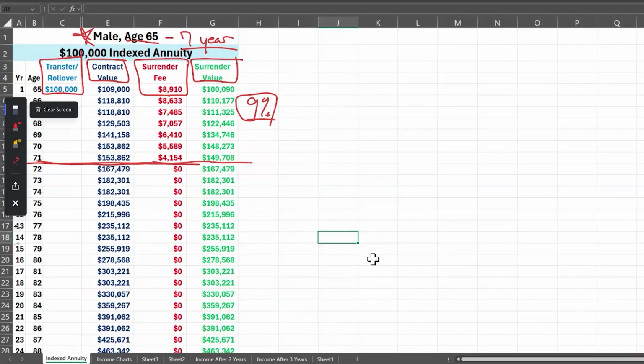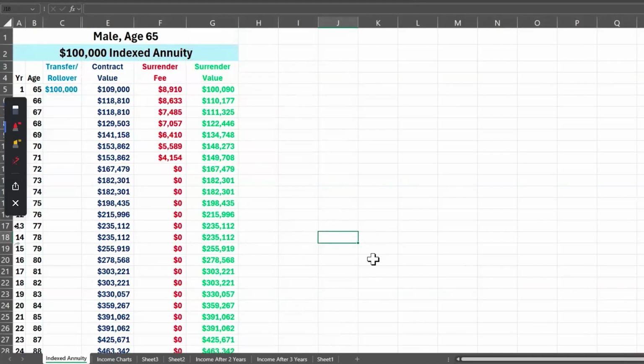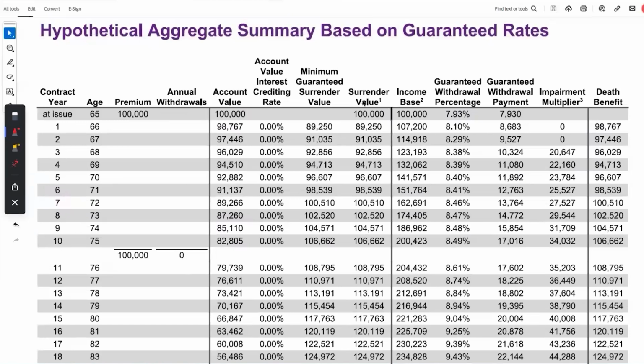Let's progress on to the income annuity next. So the income annuity is an option if he said, I don't really care to see my balance grow, but I just want guaranteed income. So these are guaranteed rates. Now the rates have been updated with this product since running this illustration, but rates are always going to change with annuities. This is just meant to show you what it would look like.